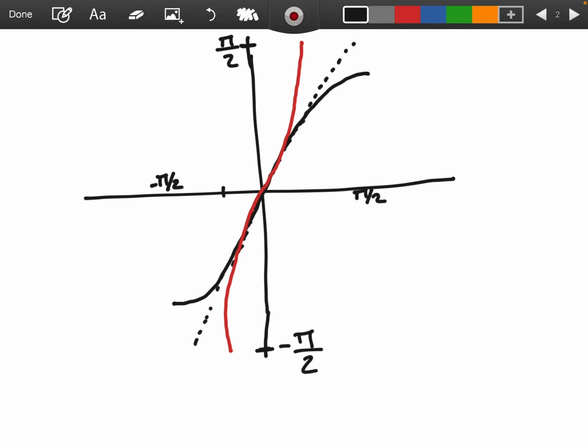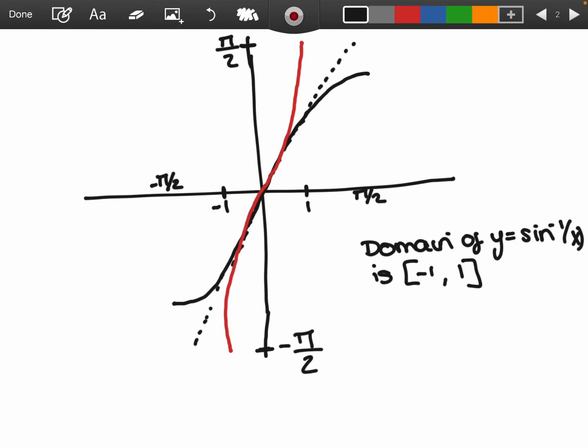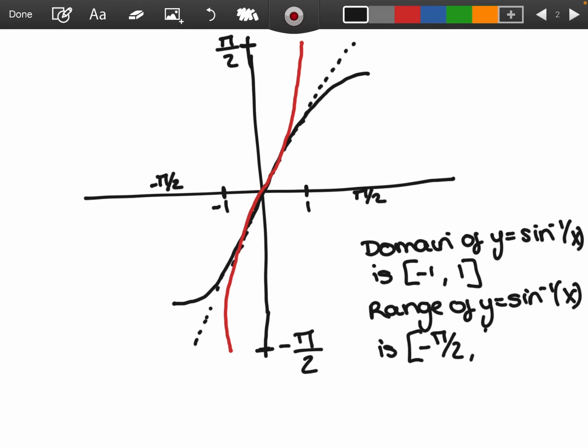So that tells me that the values that I can plug into sine inverse are going to be between negative 1 and 1. So my domain of y equals sine inverse x is negative 1 to 1, and we're going to include those values. And then the range of sine inverse is going to be negative pi over 2 to pi over 2, again including those values.